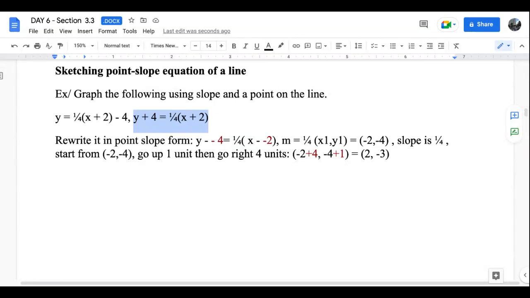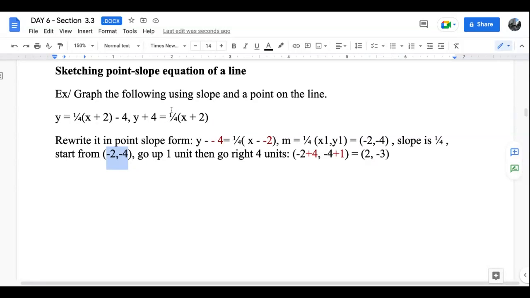And what is the point? The slope is 1/4. What's the point? We see it's negative 2 and negative 4, right? Because x minus x1, so x1 is negative 2. Y minus y1, so y1 is negative 4. Our slope is 1/4. So we can graph this point first, negative 2 and negative 4, which is in the third quadrant.